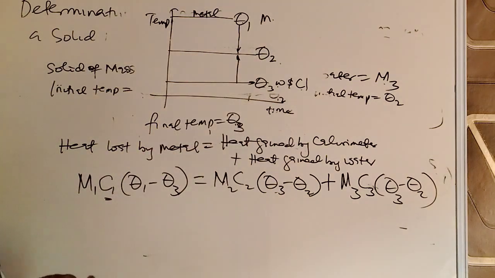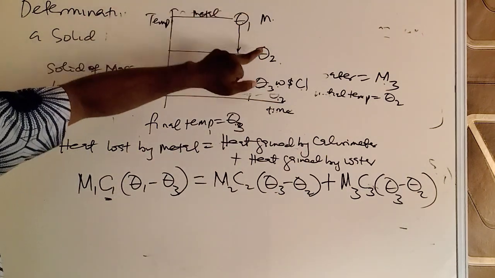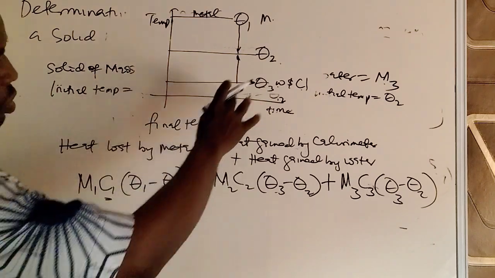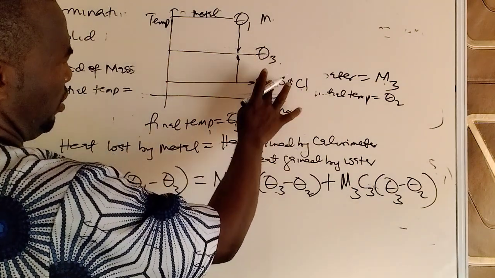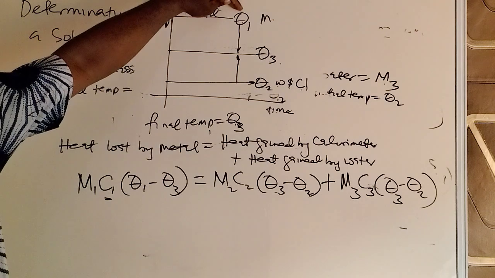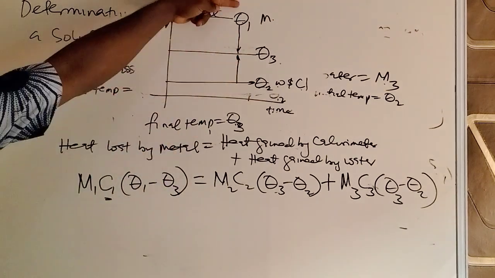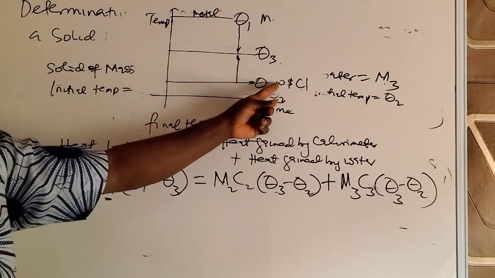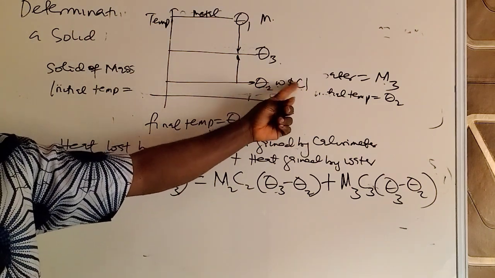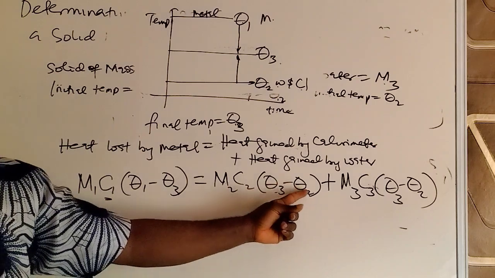So you see that the temperature of the metal will be higher than the final. Okay, I think I call the final theta 3, and that of water and calorimeter theta 2. So the temperature of the metal is higher than theta 3. So it's going to be theta 1 minus theta 3, because this one is higher than this. While the water and the calorimeter are gaining heat, theta 3 will be higher than theta 2. So the change now becomes theta 3 minus theta 2.